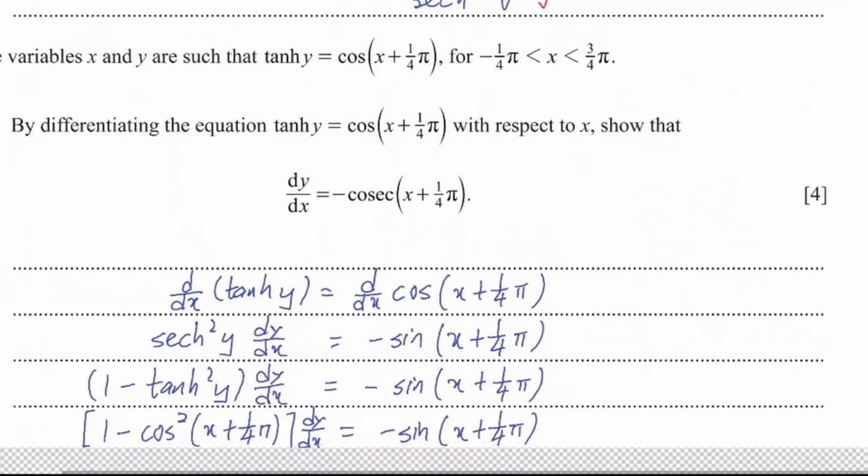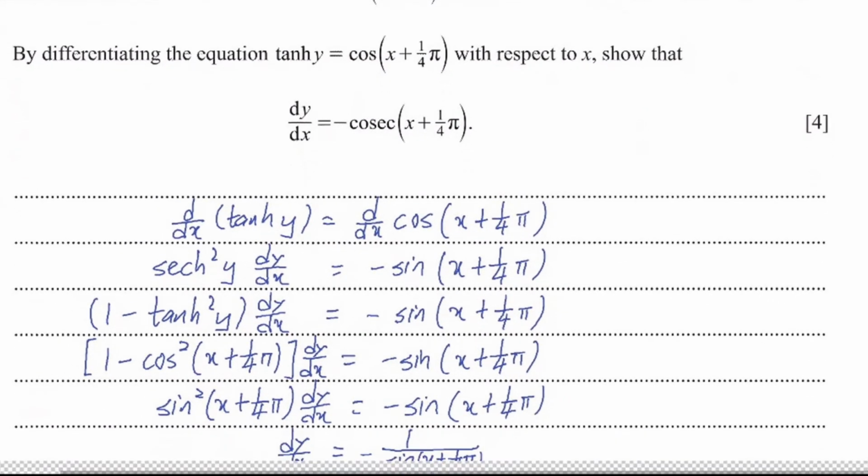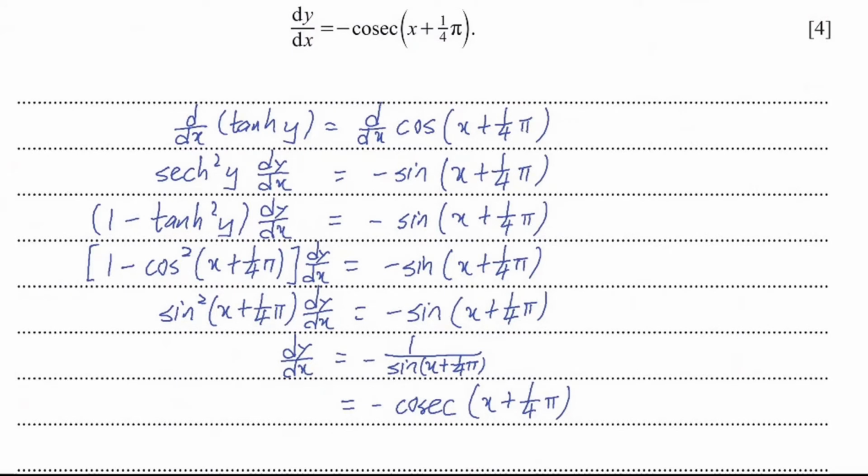It's another differentiation question for this part B. They tell us that tan y is a cos of x plus 1 over 4 pi. By differentiating this equation, show that dy dx is given by this expression. It's actually very interesting. We can differentiate the relationship here, the tan and also the cos.